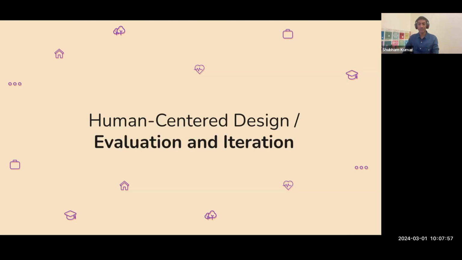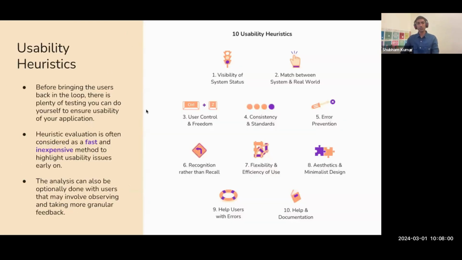So let's move to the next slide. One of the best ways to evaluate is to perform usability heuristics. Now, one of the best things about performing usability heuristics analysis is you can do this kind of testing by yourself.